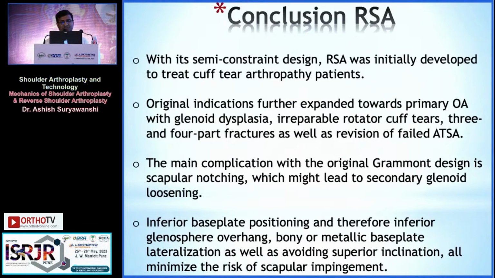RSA was initially developed to treat cuff tear arthropathy, but nowadays its indications are increasing day by day, even to fracture patients. Inferior baseplate positioning, and therefore inferior glenosphere overhang, is the only thing which can avoid scapular notching, which is very common with reverse shoulder arthroplasty.